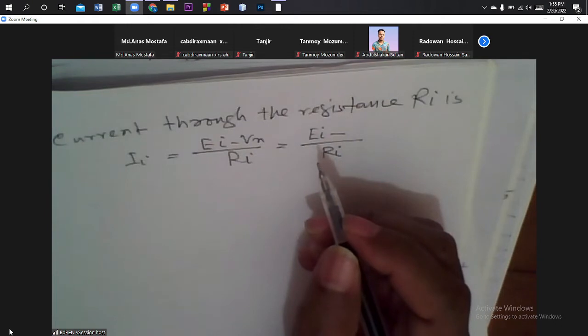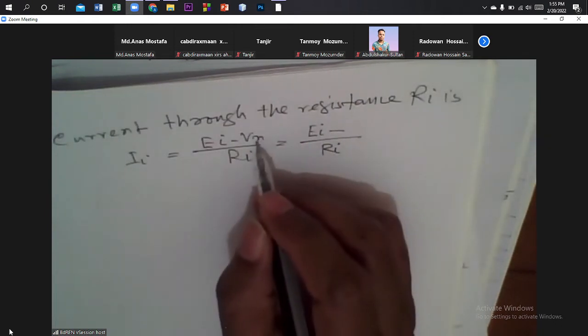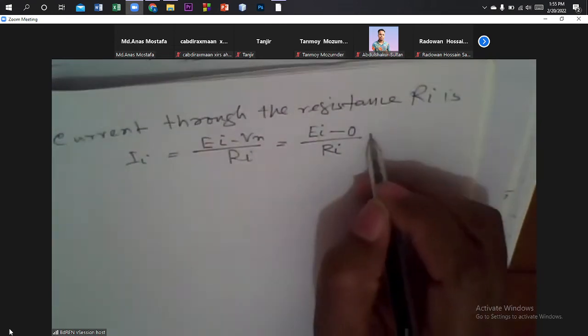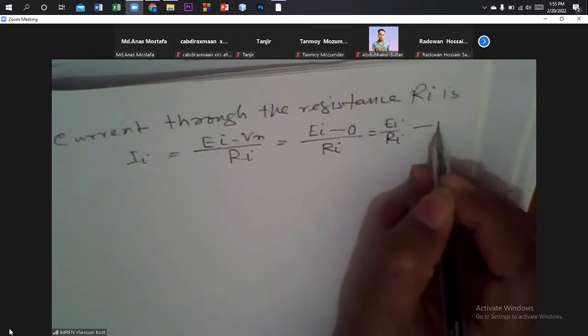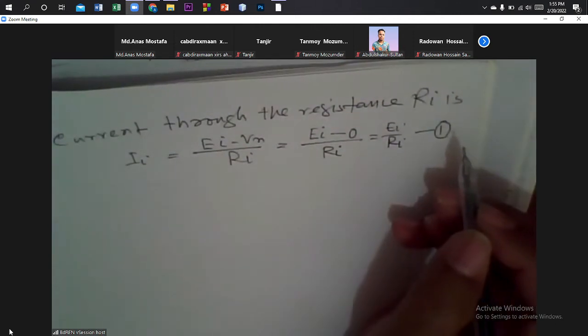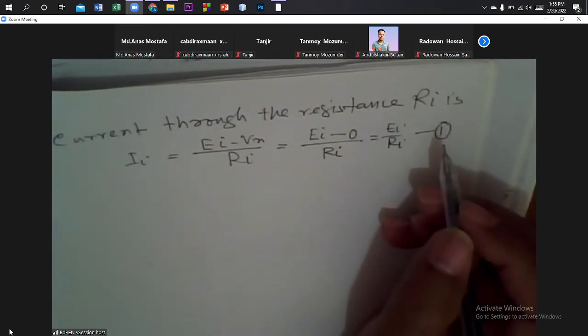See it in the previous page. We have already IN. Sorry, Vn is 0, Vn is 0. So we can say I_i equals E_i by R_i. Equation 1. Clear? Yes, sir.